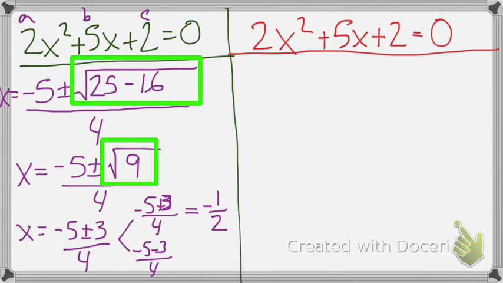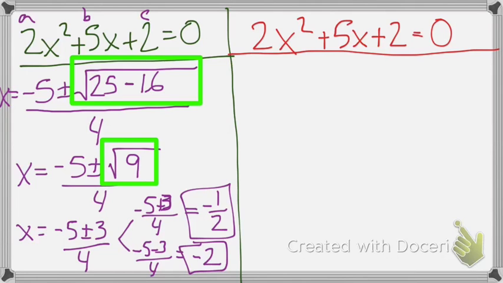All right, and then down here, if you're down 5 and you subtract 3, you're going to be down 8. Negative 8 divided by 4 would be a negative 2. So now we got to the point where we can't simplify anything. We're left with 2 numbers. And so those are the answers. That's how you would solve this one with the quadratic formula.